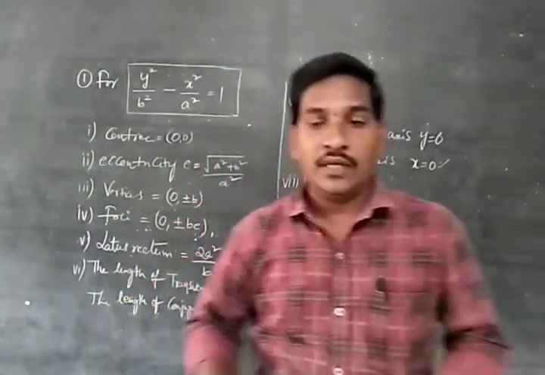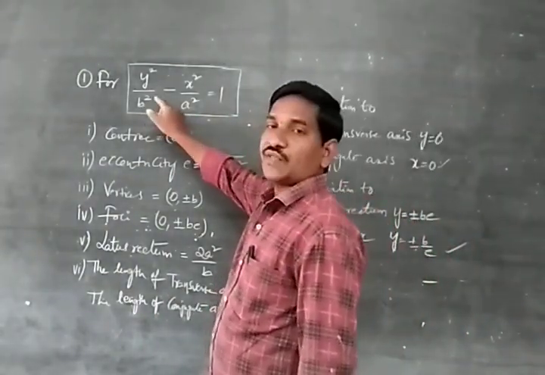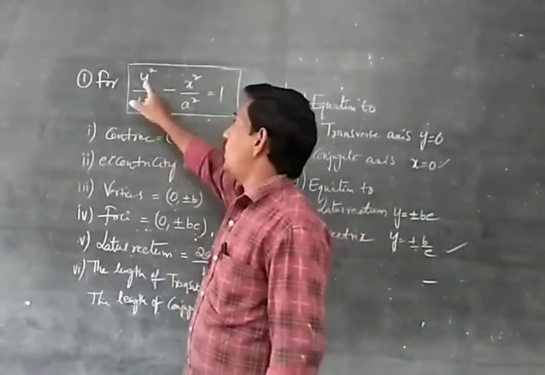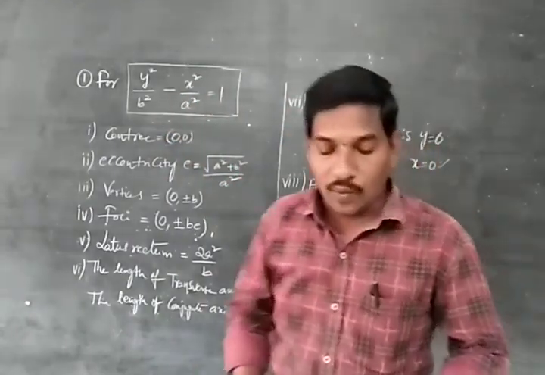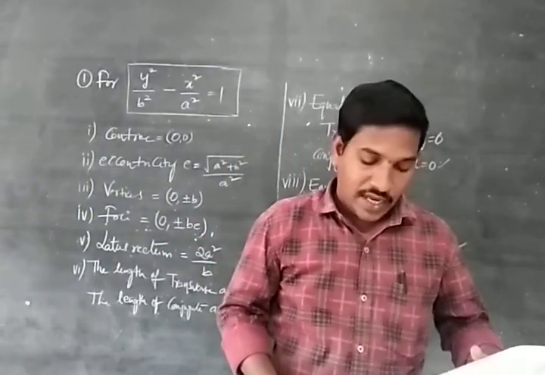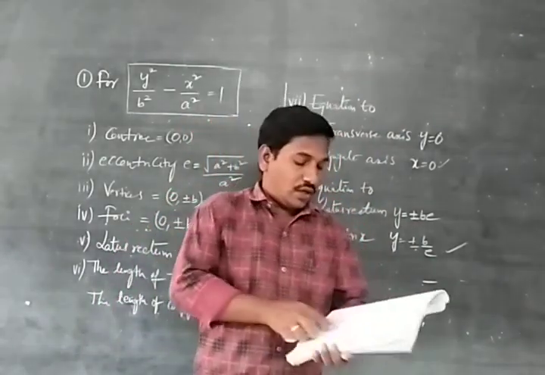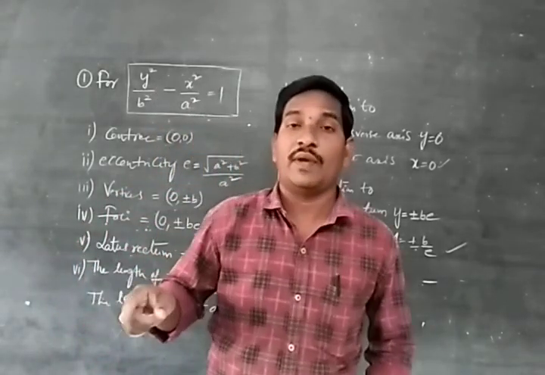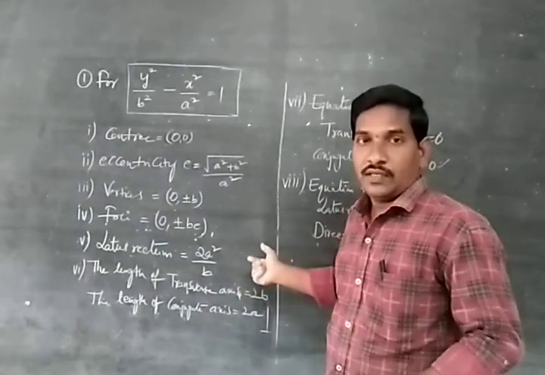Okay, students. So far you learned for the hyperbola x square by a square minus y square by b square equal to 1, and the conjugate hyperbola y square by b square minus x square by a square equal to 1. Tomorrow, in the next class, we are going to learn about another two types, x minus h whole square by a square minus y minus k whole square by b square, and y minus k whole square by b square minus x minus h whole square by a square, for the hyperbola. Okay, this is the class for today.